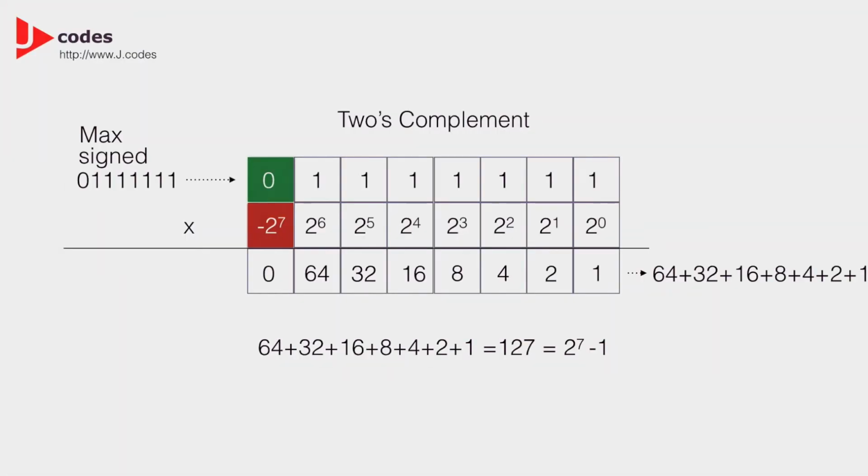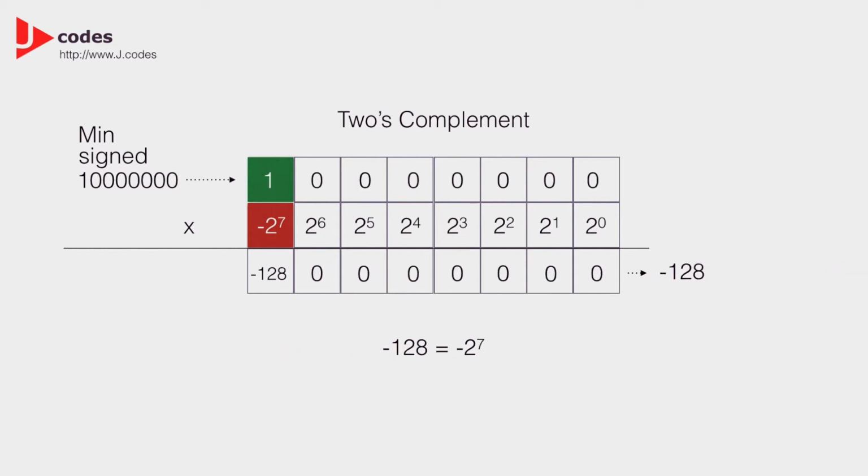To get the maximum value of the signed number, we leave the very left bit as 0 and the rest of the bits are 1s, and we add them together to equal 127, which is also equal to 2 to the power 7 minus 1. To get the minimum value of the signed number, we leave the very left bit as 1 and the rest of them are 0s. And this will equal negative 128, which is also equal to negative 2 to the power 7.